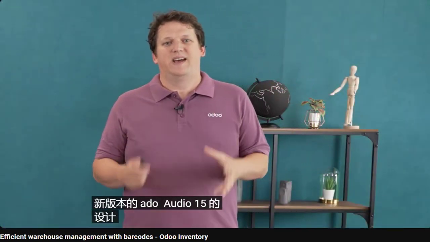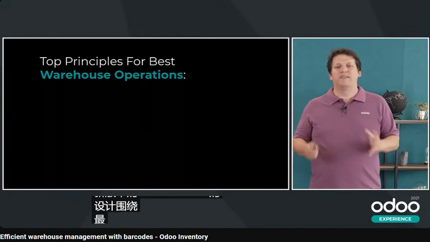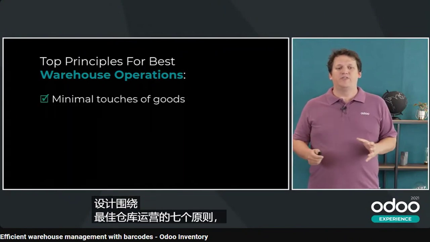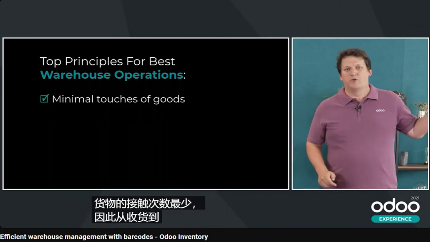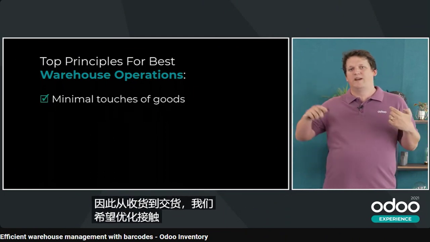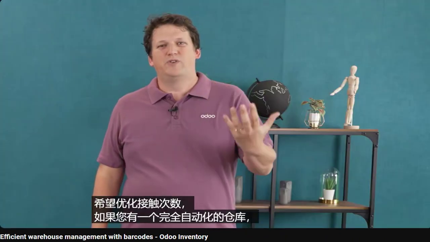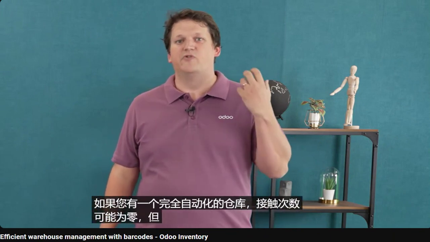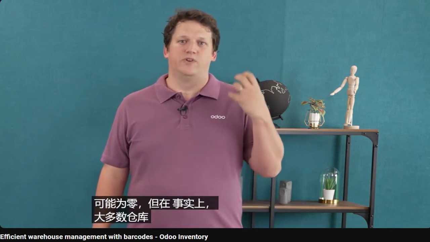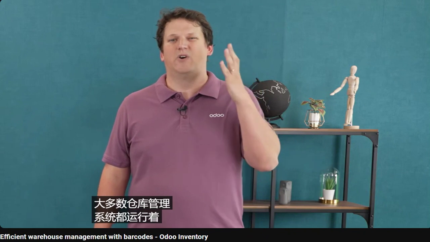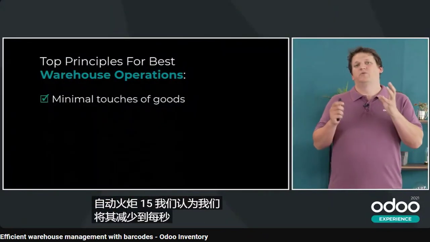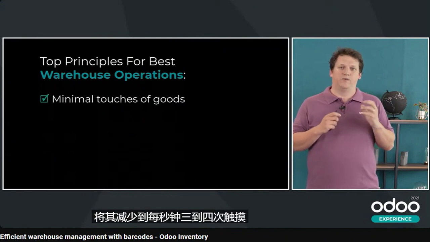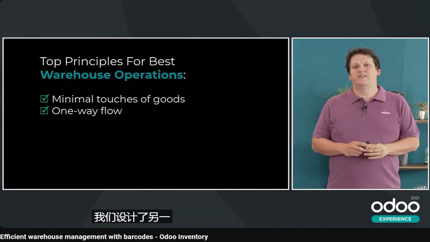The new version of Odoo, Odoo 15, has been designed around 7 principles for best warehouse operation. First, we want the minimal number of touches of the goods. So from the receipt to delivery, we want to optimize the number of touches. If you have a fully automated warehouse, it could be 0. But in reality, the majority of warehouse management systems run around 7 or 8 touches. With Odoo 15, we think we decreased it to 3 or 4 touches for each good.